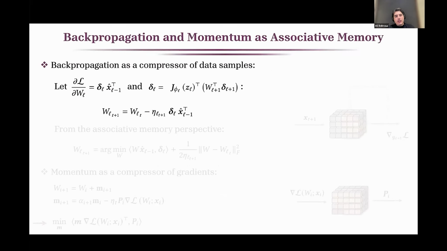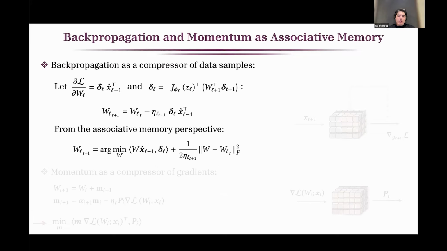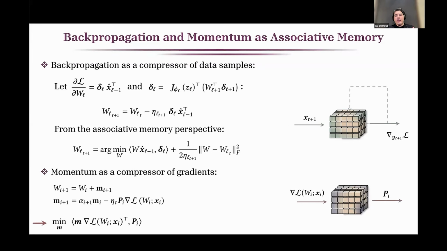And in the paper, we just extend that to any arbitrary neural network, and we can see that the backpropagation process for each layer is a form of associative memory that is trying to map the inputs of that layer to the error caused by that layer at the output. So basically, we can see that generally the backpropagation process is a form of associative memory.